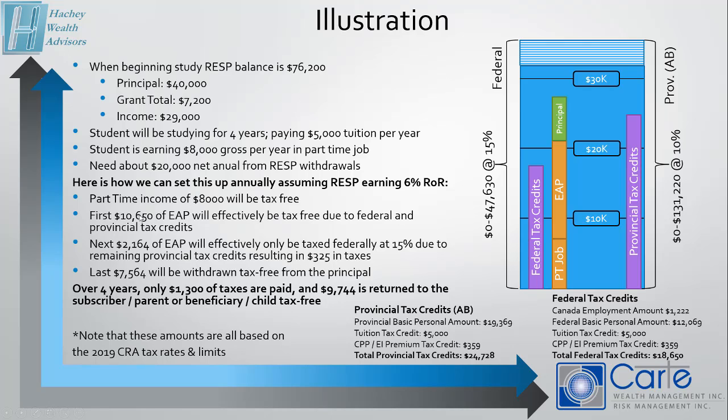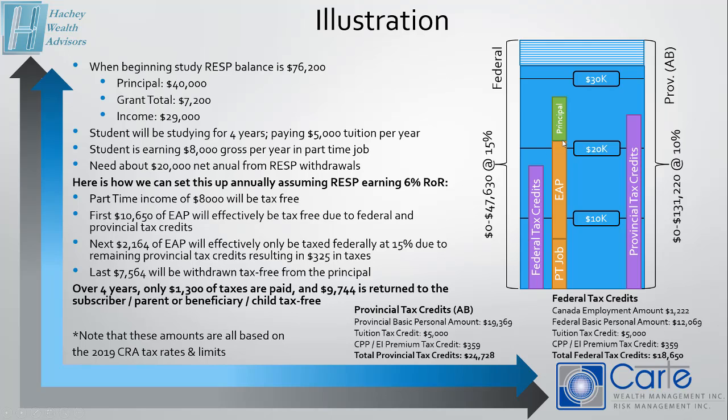So the first $10,650 of the EAP will effectively be tax-free due to being within the federal and provincial tax credit limits. If we look at that first $10,000 of the EAP, it would land you about here. And now we'll have a little bit more EAP. We have another $2,164 to go of EAP here. We have this portion of EAP happening here.